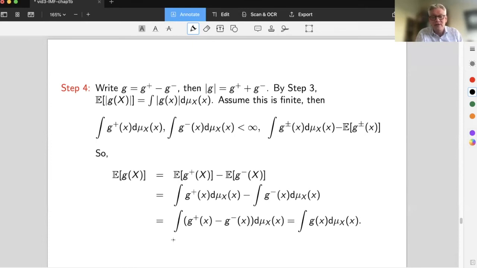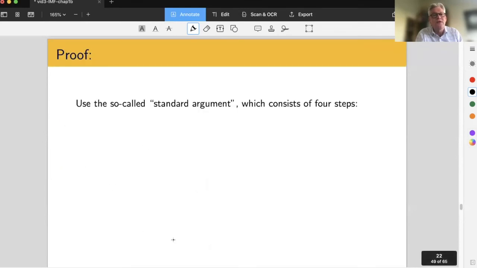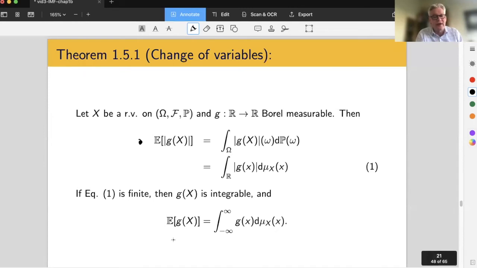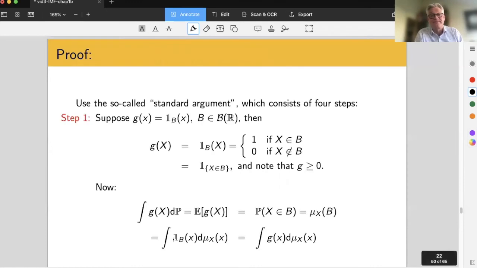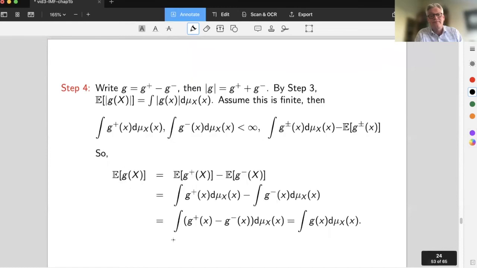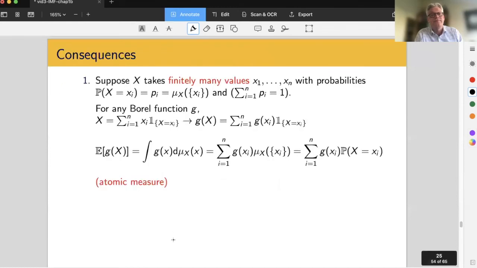But now what are we talking about? We are talking about this change of variables theorem, and then moving towards the probability measure, right? What are the consequences of this? So let's try to relate it to what we have done before.